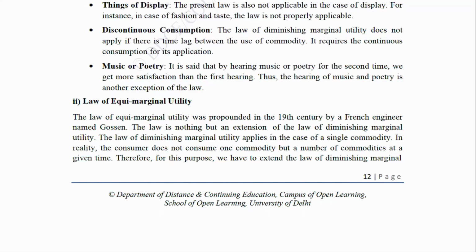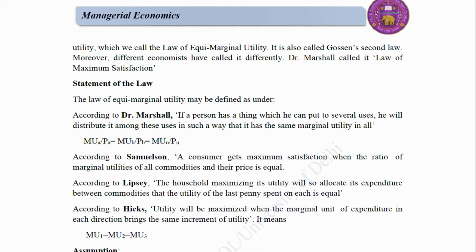Second, law of equimarginal utility. The law of equimarginal utility was propounded in the 19th century by a French engineer named Gossen. The law is nothing but an extension of the law of diminishing marginal utility. The law of diminishing marginal utility applies in the case of a single commodity. In reality, the consumer does not consume one commodity but a number of commodities at a given time. Therefore, for this purpose, we have to extend the law of diminishing marginal utility, which we call the law of equimarginal utility.